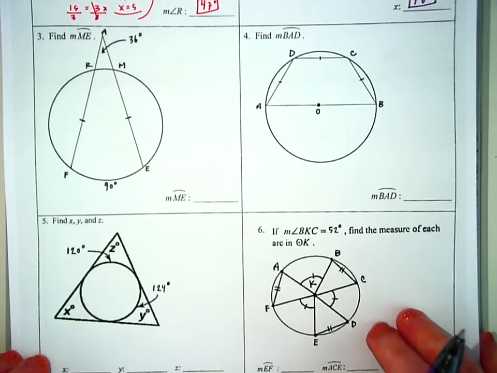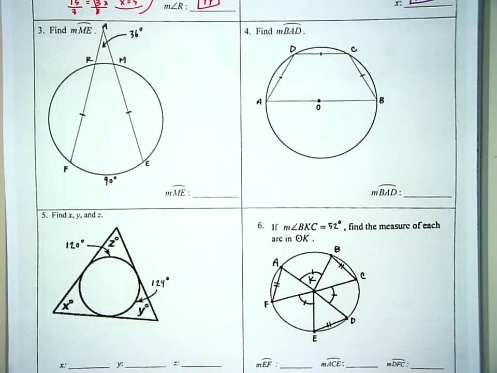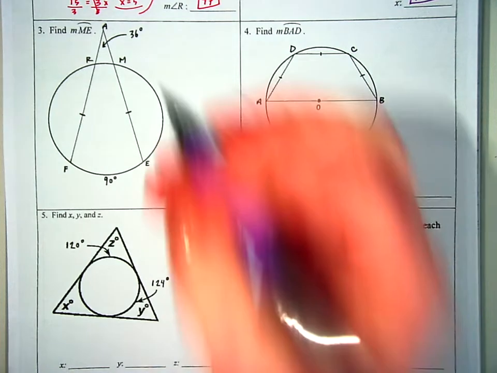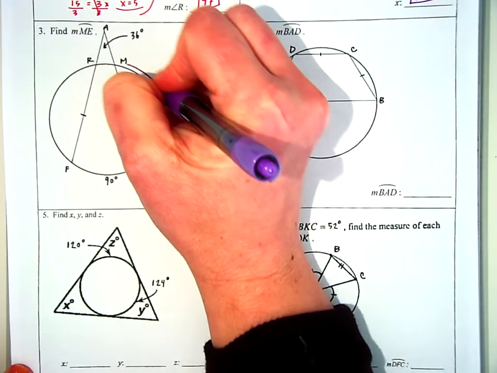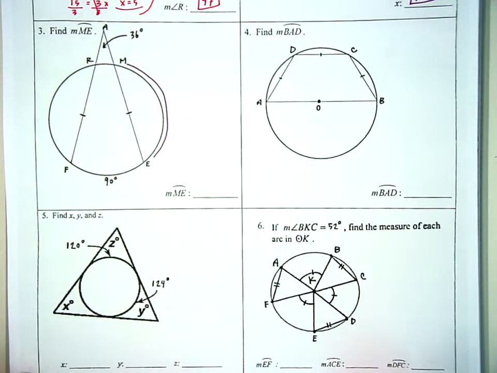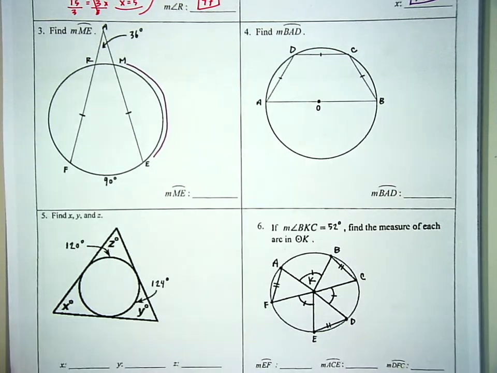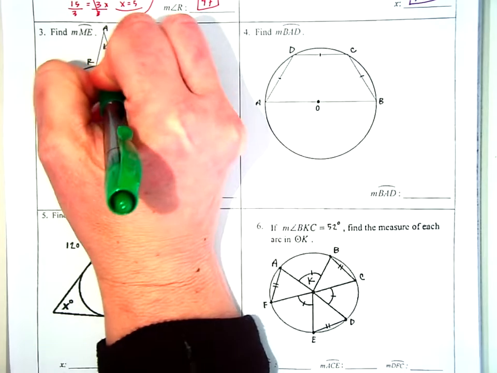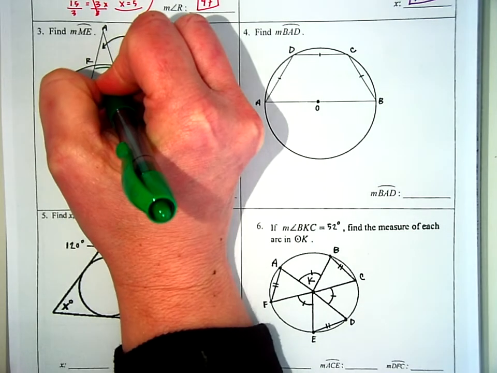Okay, so right here, I'm asked for the measure of ME. So I'm trying to solve for this span here to here. But I can't get to it right away. I have to first solve for this smaller arc right here. So I'll call that x.